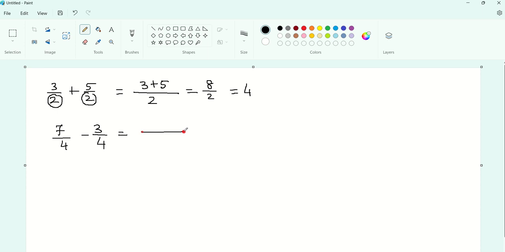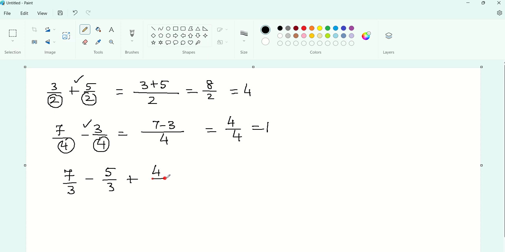Similarly, another question, 7 by 4 minus 3 by 4. Clear? So what is the answer here? Because here this number and this number have the same denominator, the LCD is 4. LCD means least common denominator, which is 4, same. And just do 7 minus 3. How much is 7 minus 3? 4. So 4 divided by 4, the answer is 1. Clear? So here first we solved for plus, then we solved for minus. Similarly, we can do 7 by 3 minus, not 3, like 5 by 3 and plus.